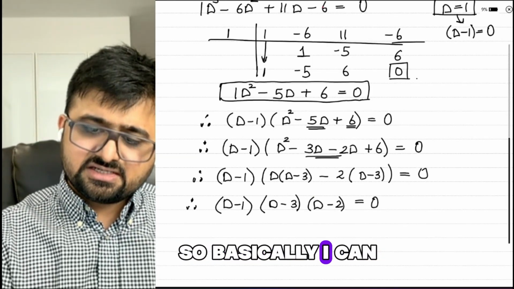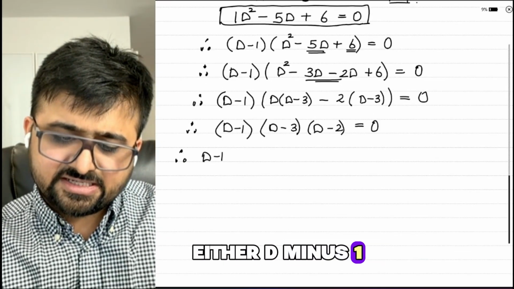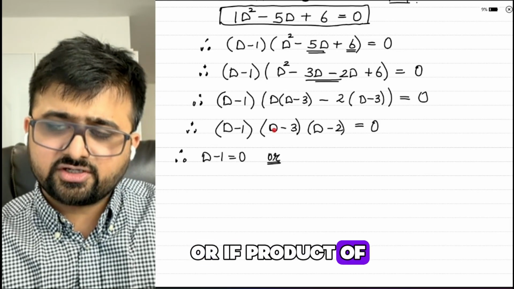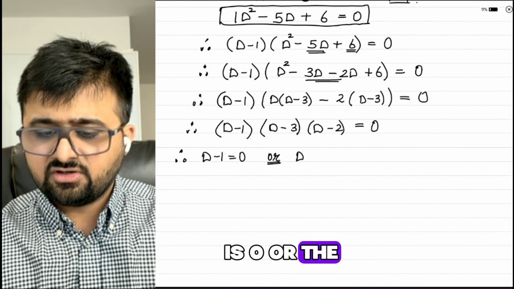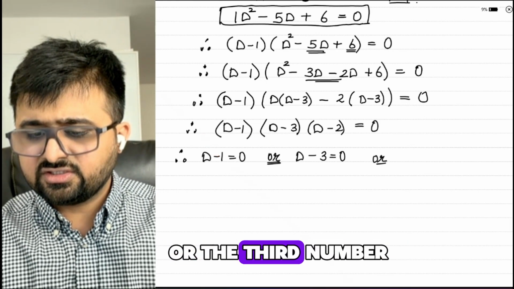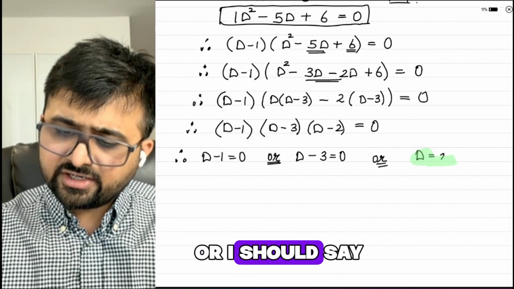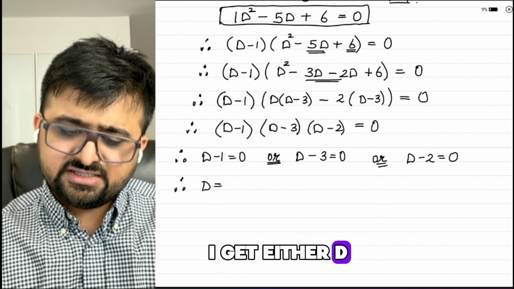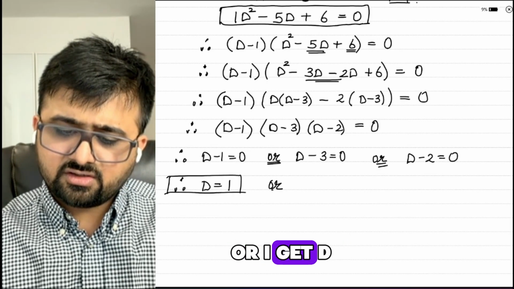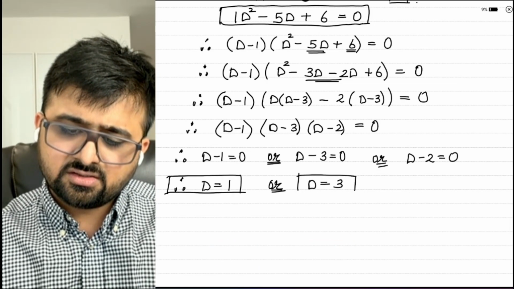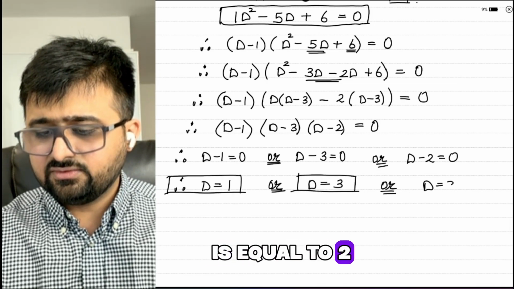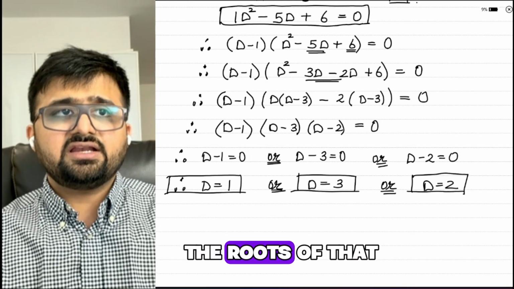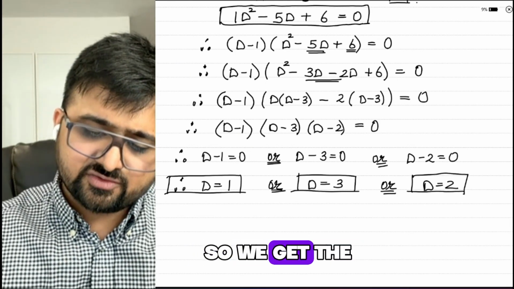Basically, if the product of three numbers is 0, either the first number is 0, or the second number is 0, or the third number is 0. So either D minus 1 is 0, or D minus 3 is 0, or D minus 2 is 0. Therefore, I get either D is equal to 1, or D is equal to 3, or D is equal to 2. So basically 1, 2, and 3 are the roots of that cubic equation. So we get the values of D.